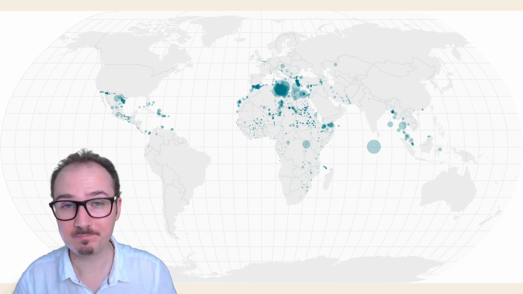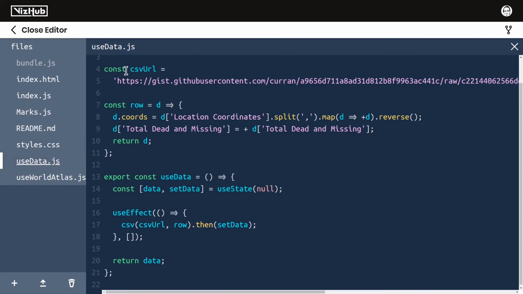To recap, we changed useData to load in the CSV URL that points to the gist that contains our missing migrants dataset. We figured out how to parse that location coordinates field, which contains a string that has latitude and longitude comma separated. First, we split that string by the comma into an array that contains two strings. Then we parse each one of those strings into numbers and generate a new array that contains two numbers. And then we reverse that array to make it match up what D3 geo is expecting.